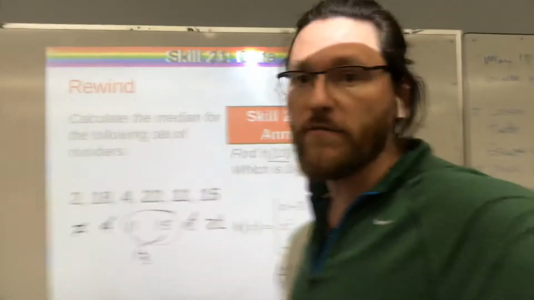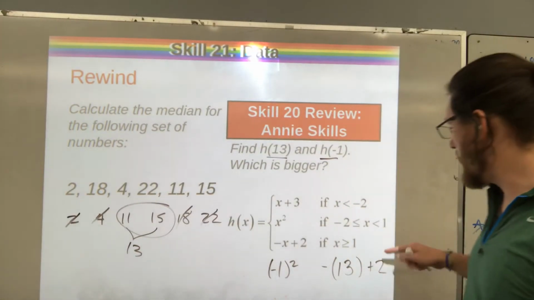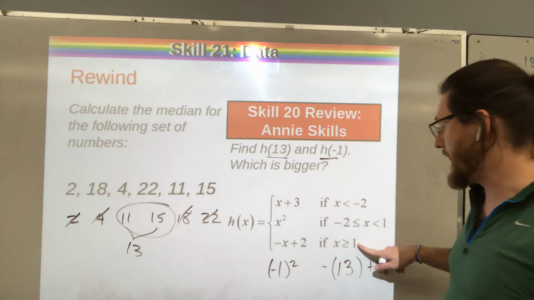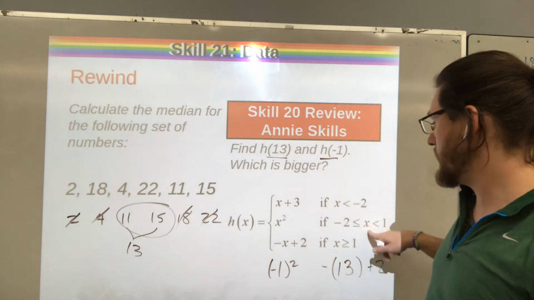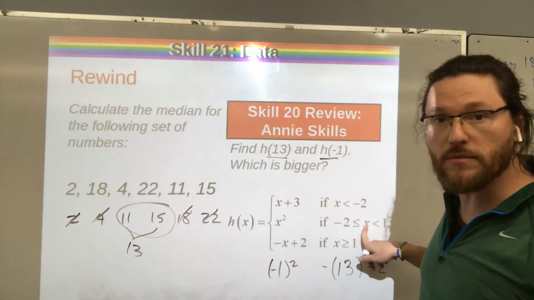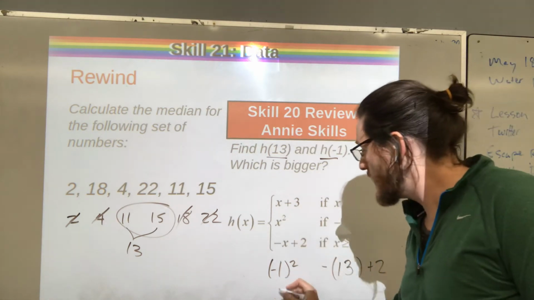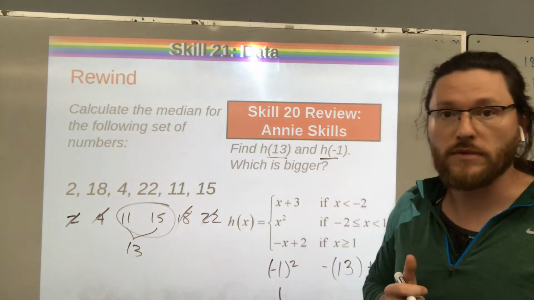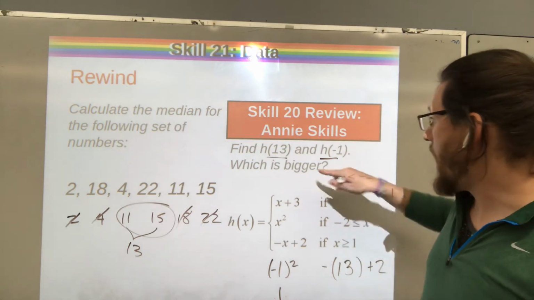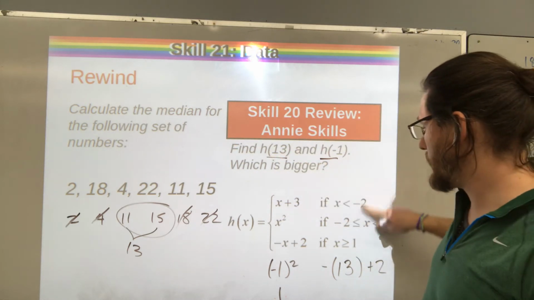So we don't want to use that first equation. We don't want to use this one either, right? -1 is not bigger than +1, so we need this guy in the middle. -1 is in between these two numbers, so we're going to use x squared. -1 squared, that's just 1, right? -1 times -1. Okay, and then h of 13, we're going to go back through again.